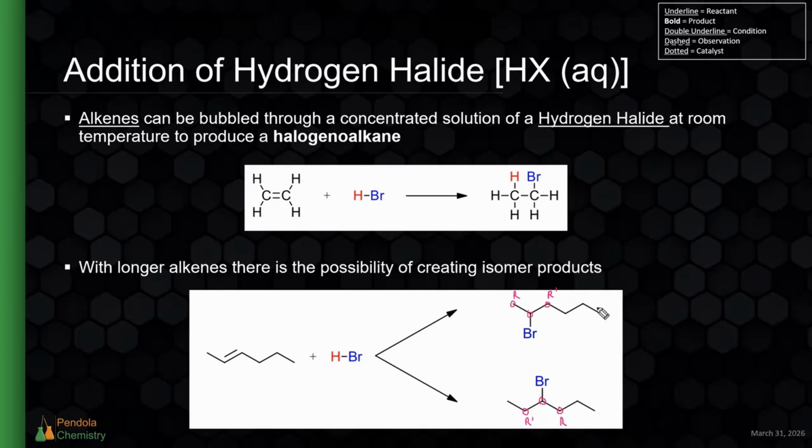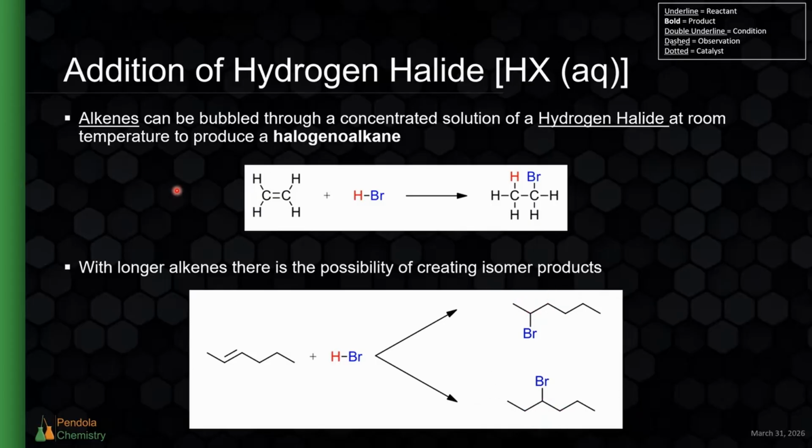So with these products, there is no major or minor product here. This would actually be 50-50. They will be made in the same amounts because they're both equivalent. They're both secondary carbons, both carbons with two other carbon chains attached to them. Unlike the one we saw in the last slide, where one was secondary and one was primary, so there was a major and a minor product.